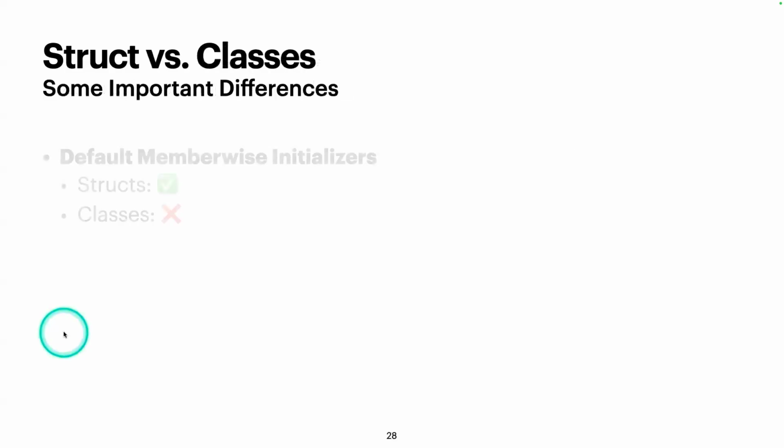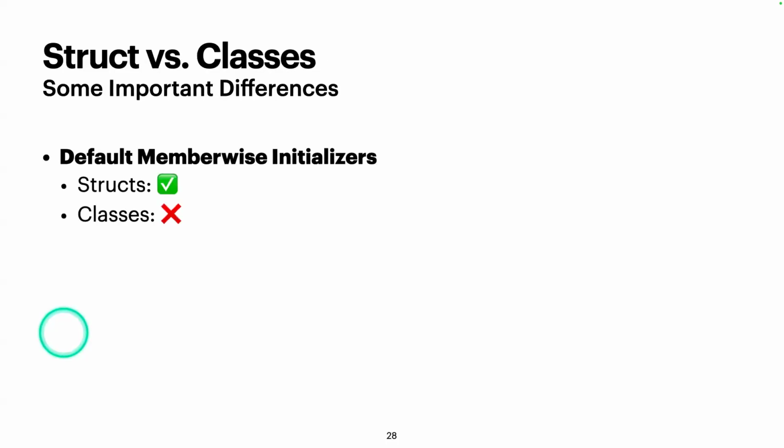And so what this means is that structs are more lightweight than classes, because classes have all this kind of stuff and have ARC. They're more performance heavy. So Apple suggests you use structs whenever possible rather than classes. Some important differences: structs have a default member-wise initializer, so I don't need to provide an init method.